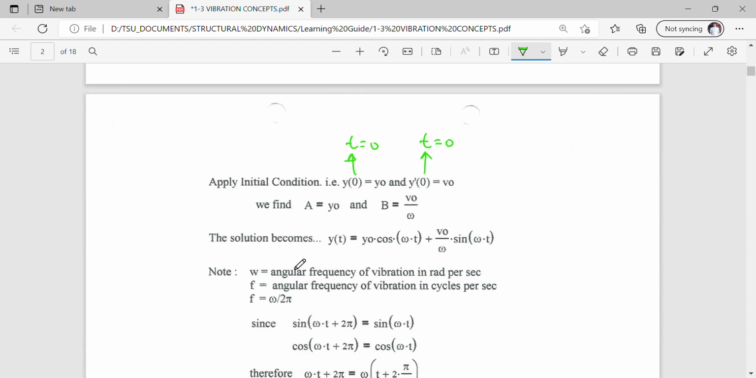Okay, so the complete solution now becomes y(t) is equal to yo cosine omega t plus vo over omega sine omega t, wherein omega becomes now a significant variable that would represent the angular frequency of vibration in radians per second, and it can be converted simply into a frequency, in cycles per second, by simply using this formula. So we take note that 1 cycle per second is simply equivalent to hertz. Okay, so this is the unit that is commonly used when we are talking of frequency.